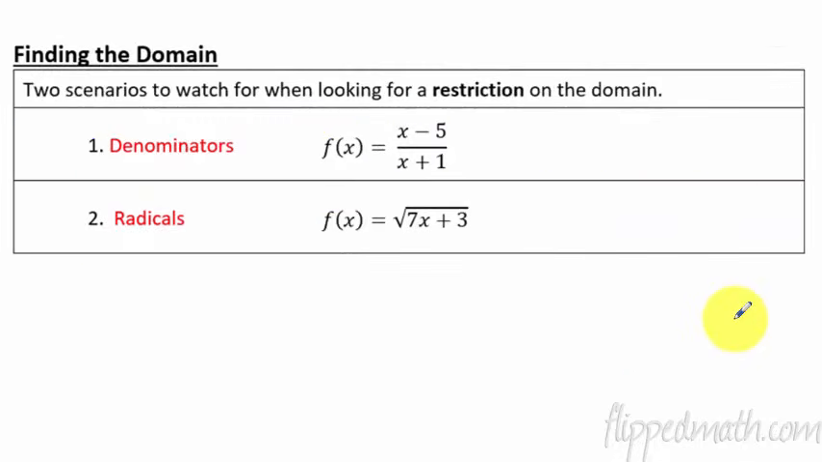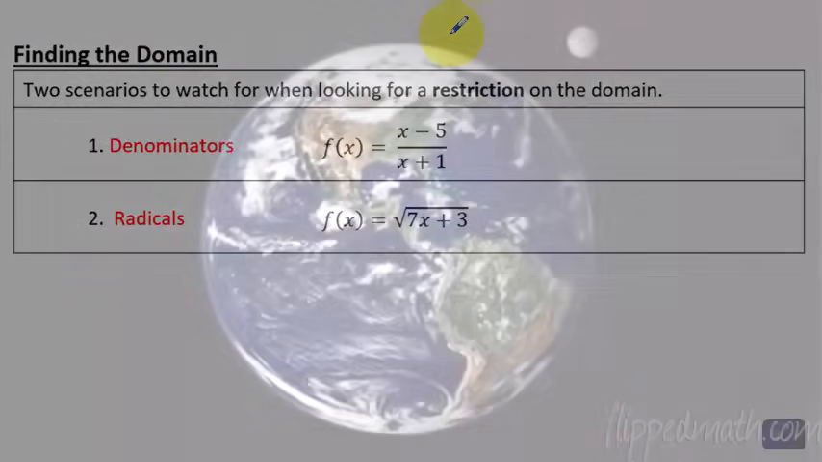Now finding the domain. We've done this in the past. You've probably practiced this a lot, but we've got to remind ourselves just a little bit how to do that. And that is, usually you're just going to have two scenarios that you're really watching out for: denominators and radicals. You're looking for when is the restriction on the domain. So denominators, remember, you can't have a denominator equal 0.